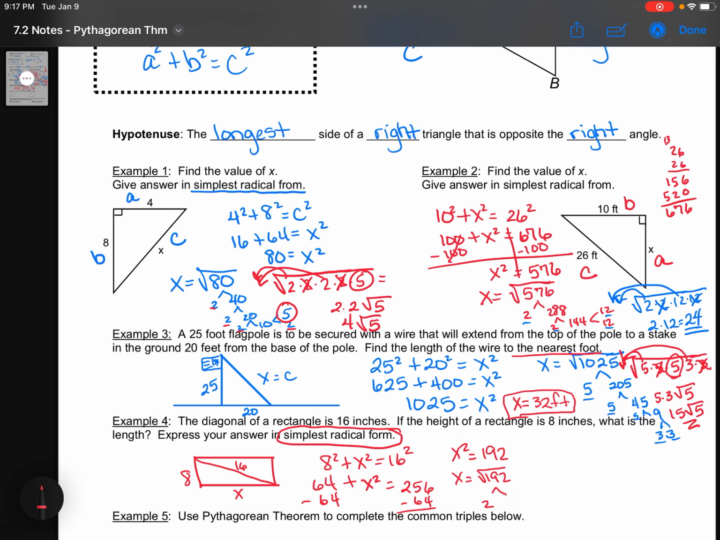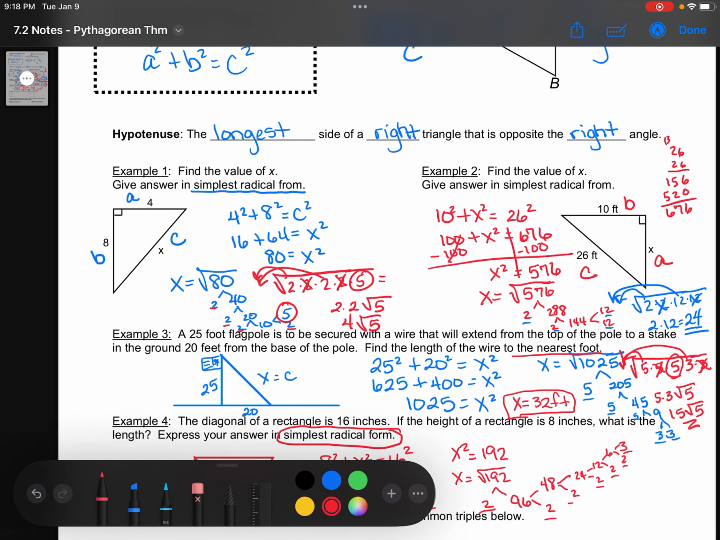I'm going to divide by 2: 96, 2, 48, 2, 24, 2, 12, 2, 6, 2, 3. That's a lot of 2s. So 1, 2, 3, 4, 5, 6 twos, and a 3.